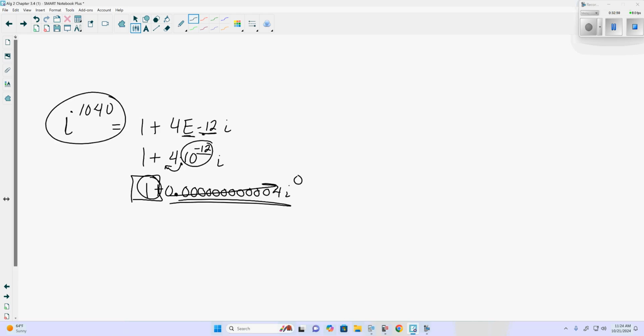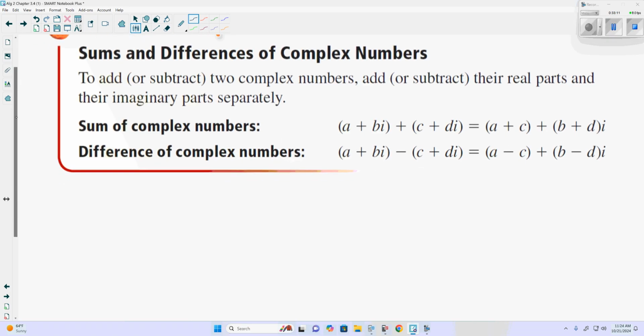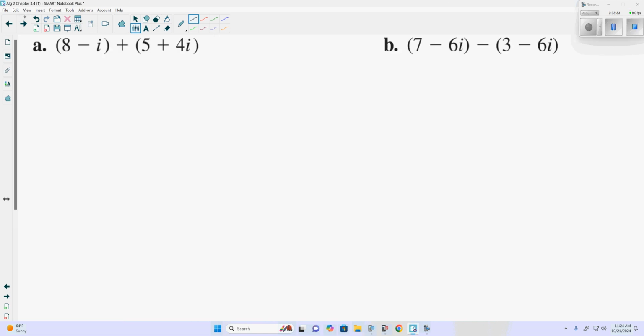Questions on finding powers of i? Are you ready for the next part? Yep. Sum and difference of complex numbers. All right, guys. To add or subtract two complex numbers, add or subtract their real parts and add or subtract their imaginary parts. Now, I wouldn't focus too much on writing that there.